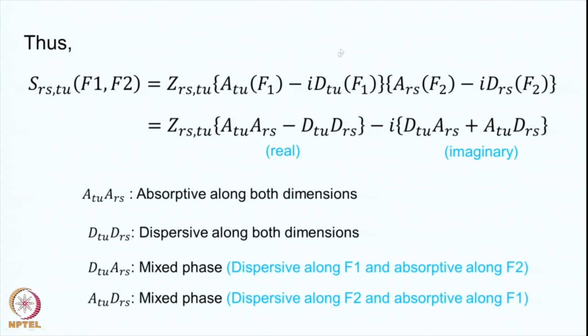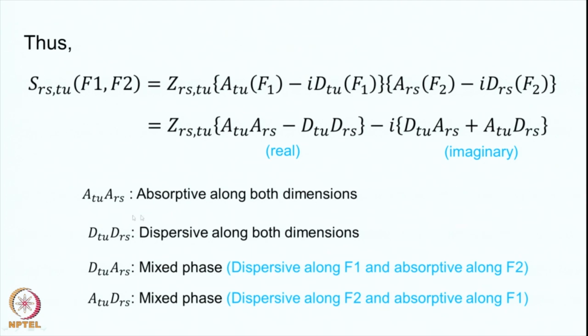And similarly this product, these two terms product, this will give me a real component again, this is plus I square, therefore it is minus DTU DRS, and the cross terms, this is minus I DTU and ARS, this produces an imaginary term, and this one again will also produce an imaginary term. Therefore, this satisfies what we said earlier, that the frequency domain spectrum also has a real part and an imaginary part.